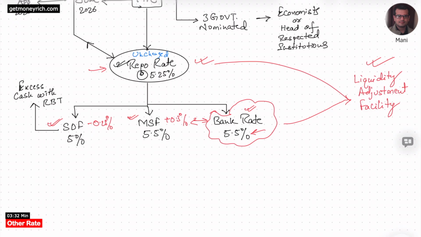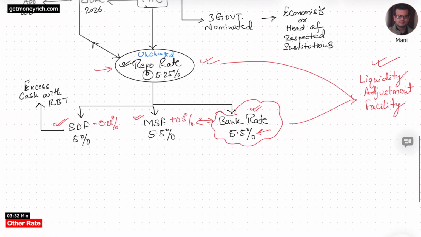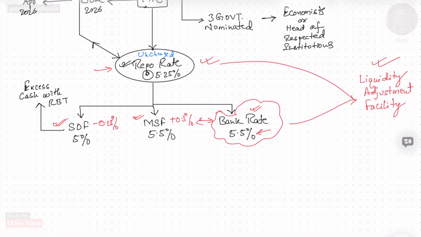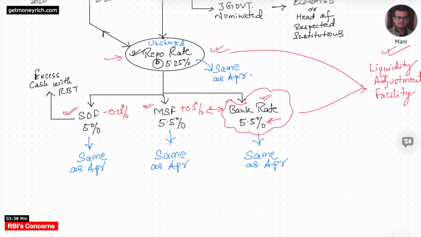So what RBI has done in this June MPC meeting, they have kept all these four rates the same as what they were in the April MPC meeting. So now we have to understand what is there in the minds of RBI that they have kept the rate the same as in the last April.